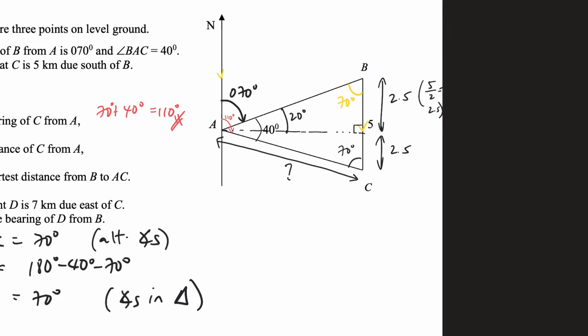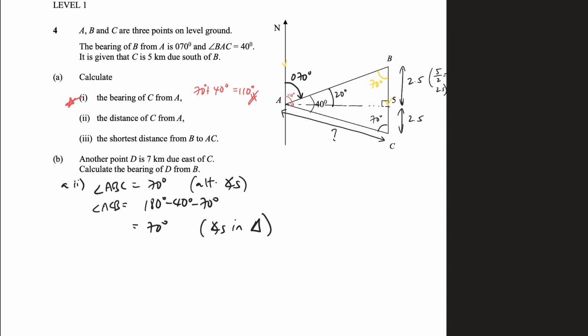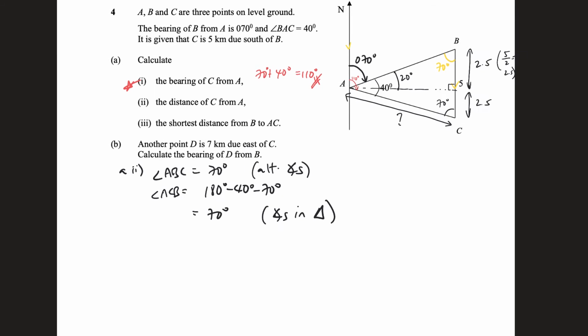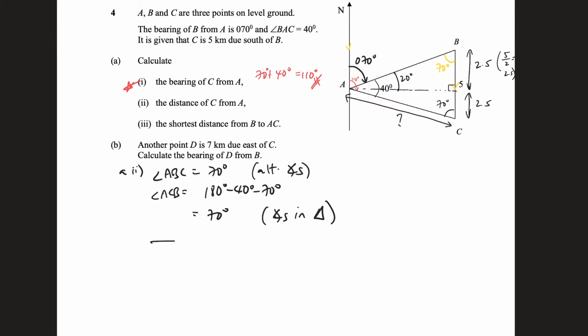Yeah, and so right now, we are closer to finding AC, because right now we can look at this triangle below here. And let me just draw it separately. Okay, like this. So this would be 70. This is 2.5. And this is 20 degrees as well. Right, this is 20 degrees.